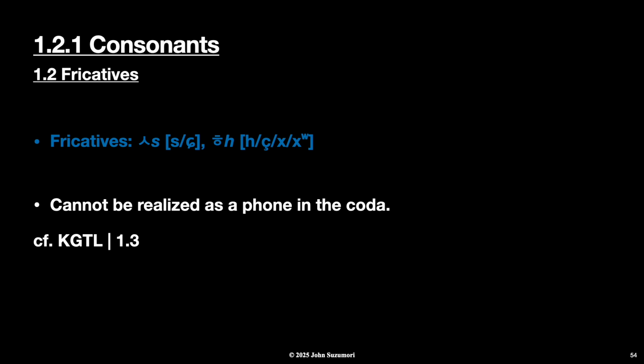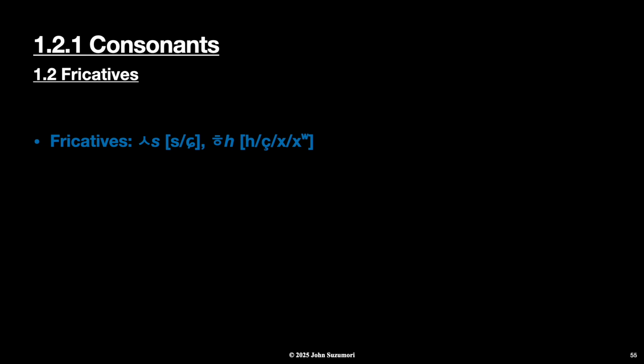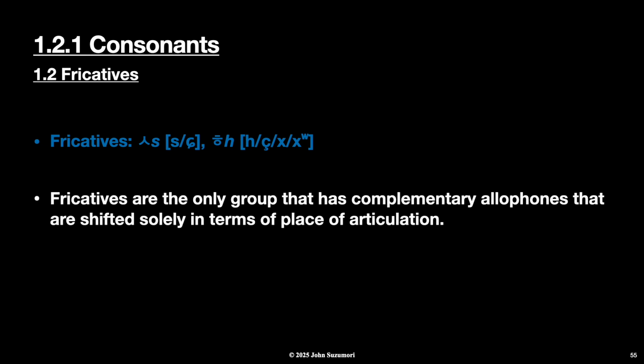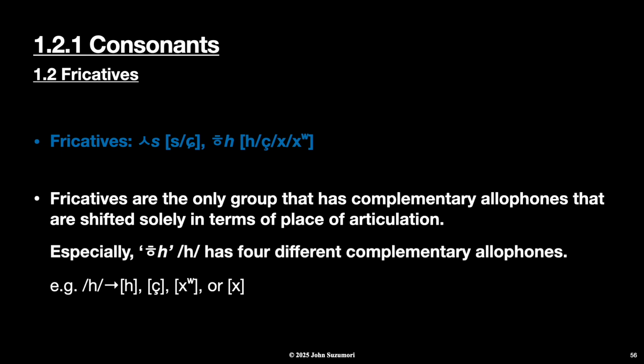However, along with the affricate, fricatives cannot be realized as a phone in the coda. They must be replaced by other phones. One notable characteristic of fricatives is being the only natural class that has complementary allophones which change only in place of articulation, while retaining voicing and manner of articulation. Especially the glottal fricative hiut has 4 different complementary allophones.